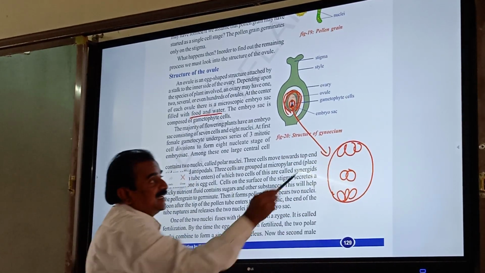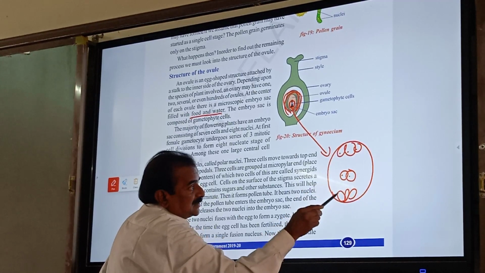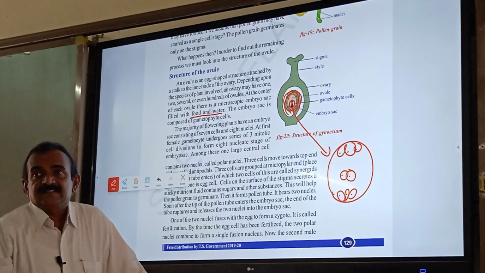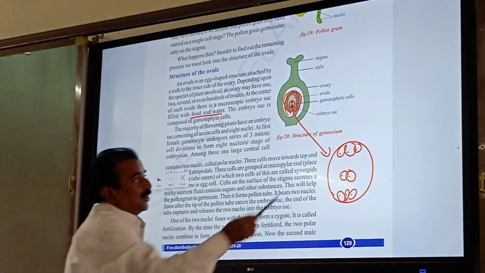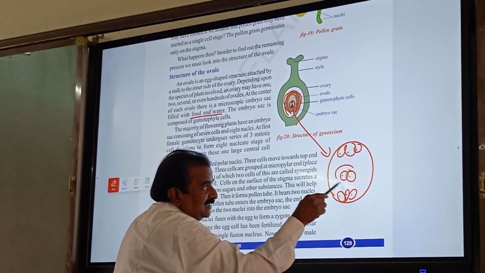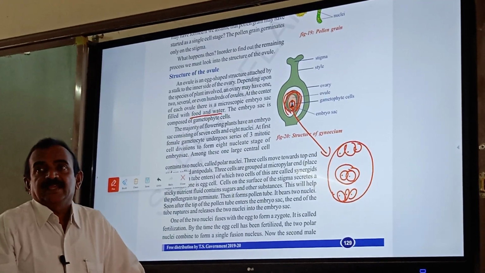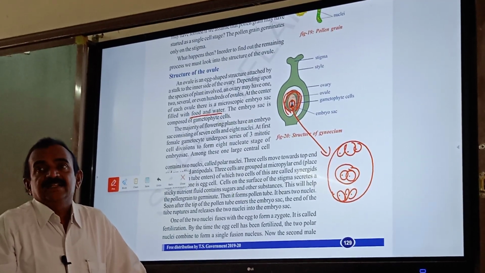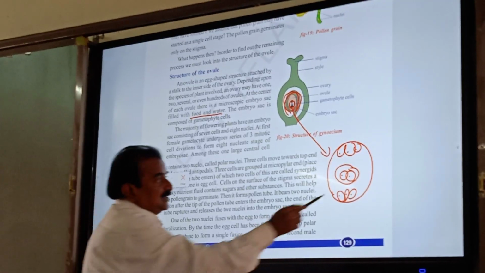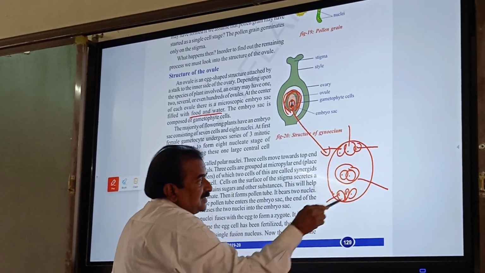So here, this is the embryo sac. It consists of how many cells? 1, 2, 3, 4, 5, 6, 7. So this entire part is called one cell, and this cell has polar nuclei. It consists of 2 nuclei. So how many cells are there? 7 cells are there. This is one cell, and the second, third, fourth, fifth, sixth, seventh.